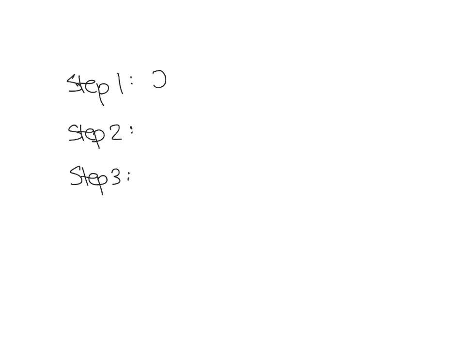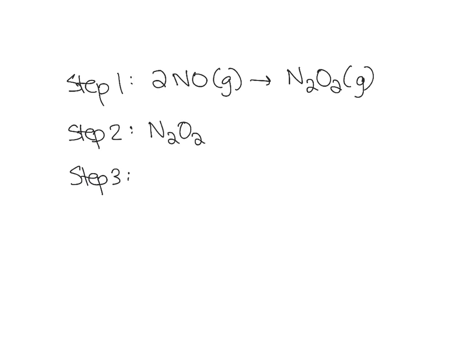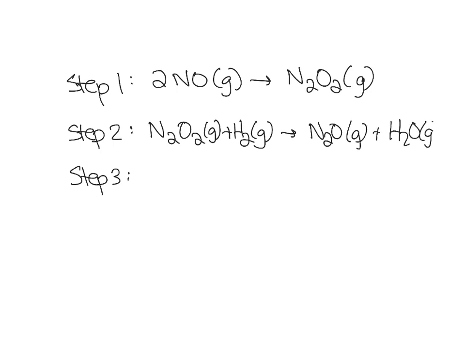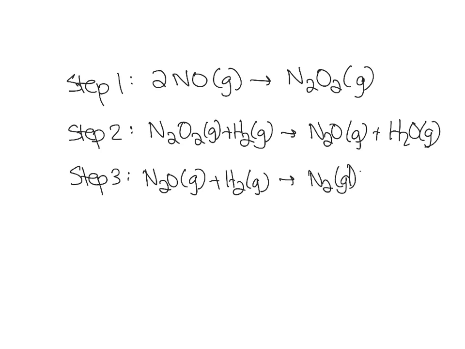First, two NO molecules collide, and they make one molecule, N2O2. So we make one molecule out of two. In a second step, that N2O2 molecule collides with an H2 molecule, and we get an N2O and a water. Then in a third step, the N2O that got made in step 2 reacts with the other H2 to make N2 and H2O.